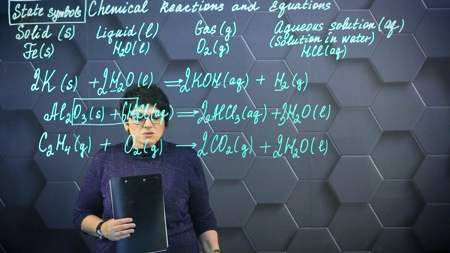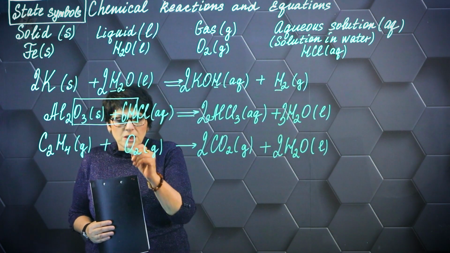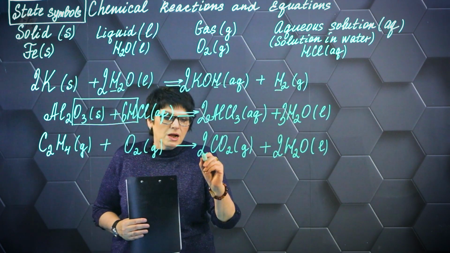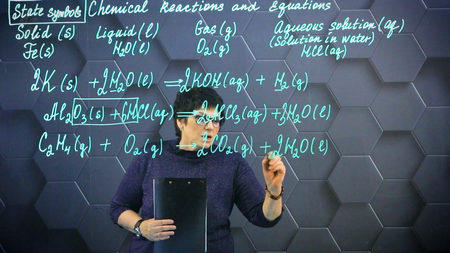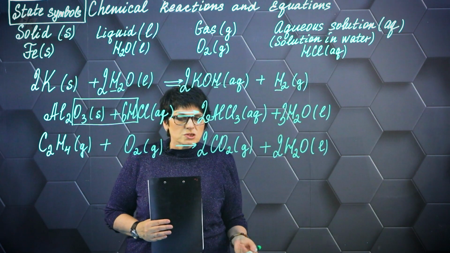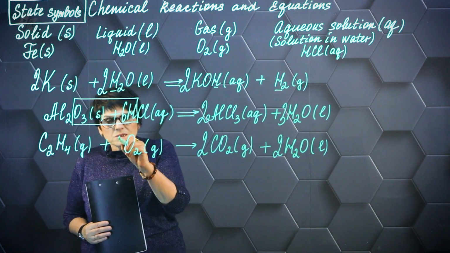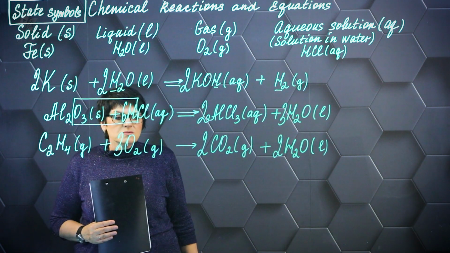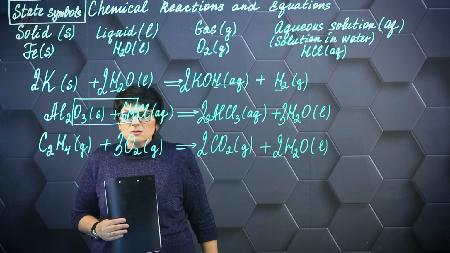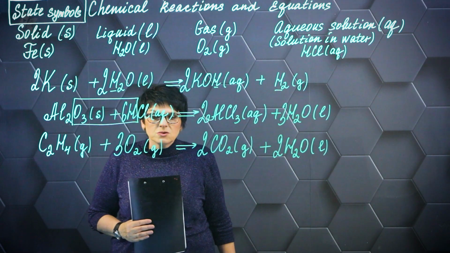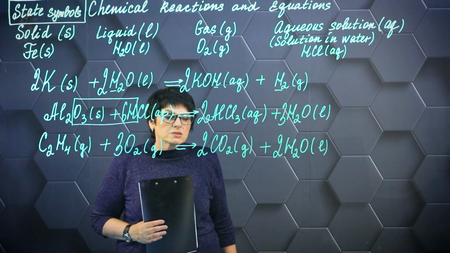And oxygen in such cases is equated last. On the left side there are 2 oxygens and on the right side there are 4. 2 multiplied by 2 and an additional 2. In total there are a combined 6. Therefore we assign a coefficient of 3 to the oxygen formula. C2H4 plus 3O2 gas gives 2CO2 gas and 2H2O in liquid form.